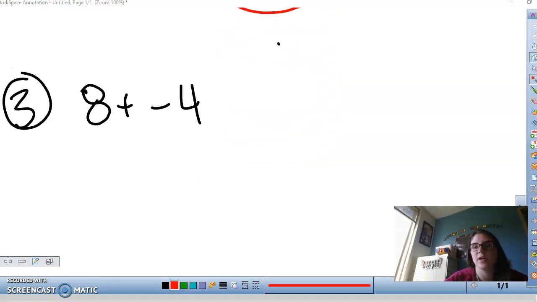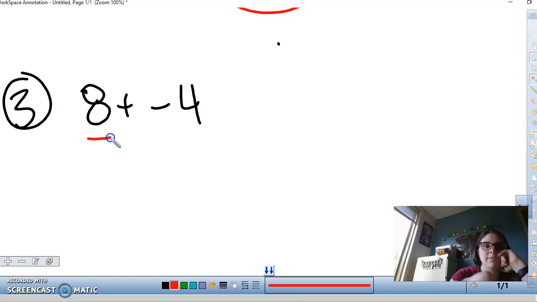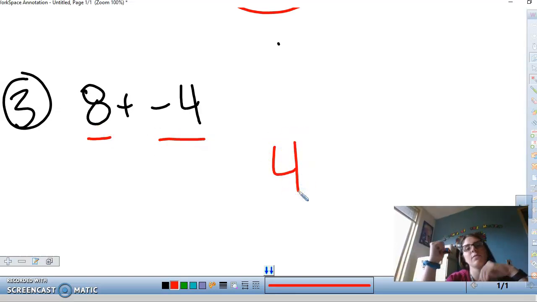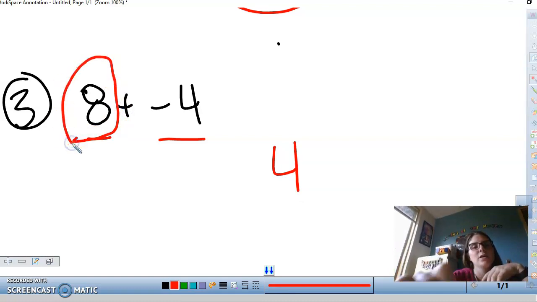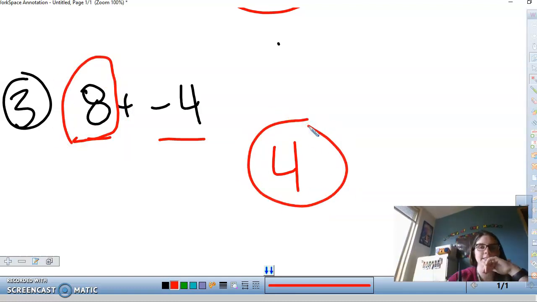On this next one, go ahead and try it by yourself. Pause it, try it by yourself, and then when you're done, unpause it and follow along. So I have 8 plus -4. Are they the same signs or are they different? These ones are going to be different. So when they're different, I subtract. So 8 minus 4 is going to be 4. And then I use the sign of the bigger number, and our bigger number is 8, and the 8 is positive. So that means our 4 is going to stay positive.